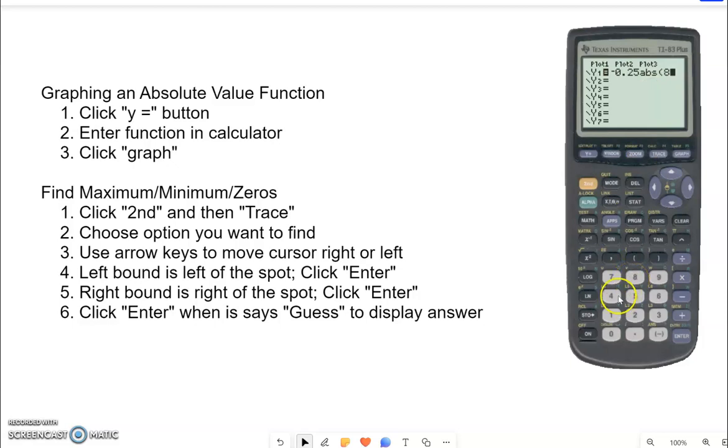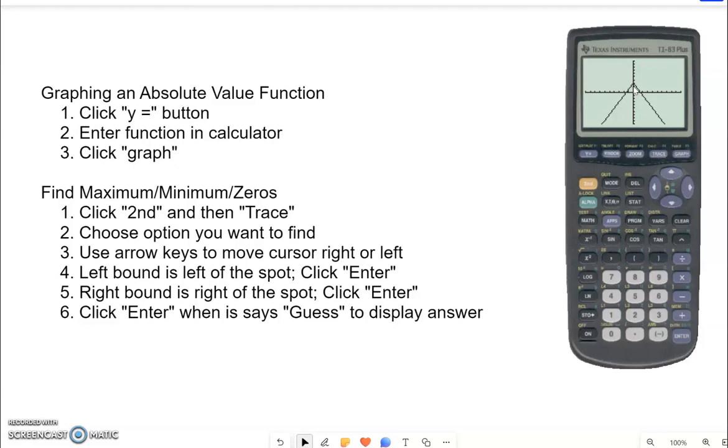And I'm going to put in 8x and parentheses. So right now I have negative 0.25 times the absolute value of 8x, and then I'm going to put in plus 3. Now if I hit graph, you can see my absolute value function. It's a V shape, which is unlike a parabola, which is a quadratic that has a round turn on it. So here's a V shape.